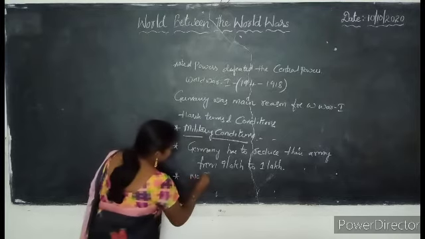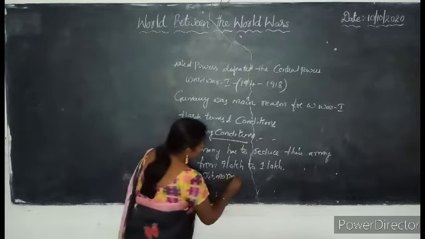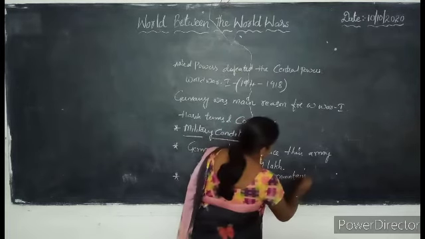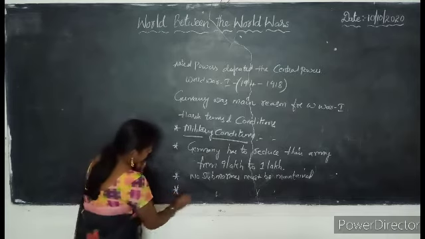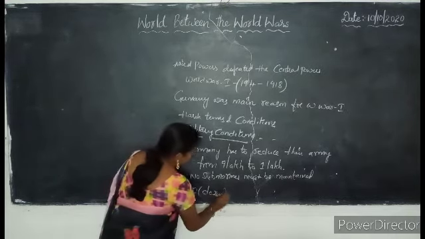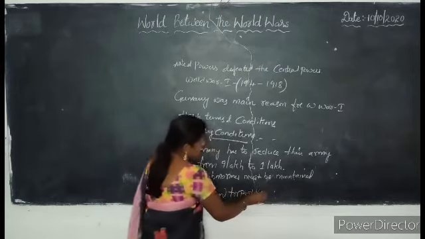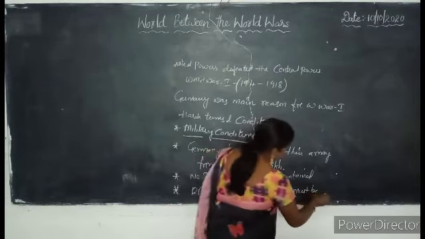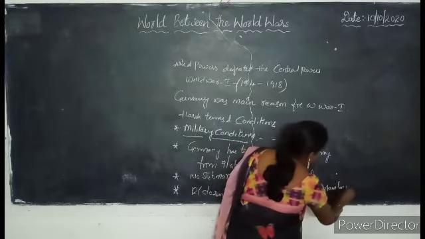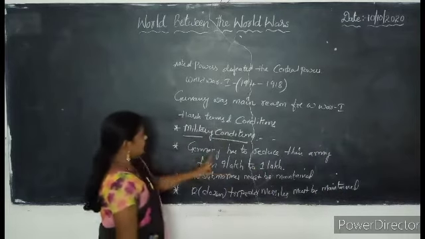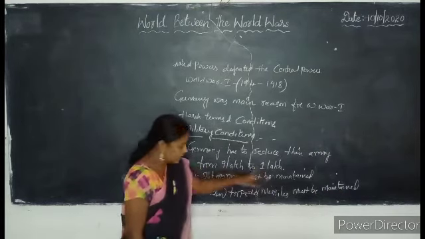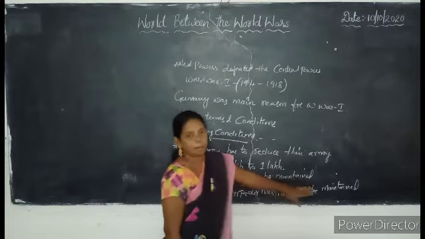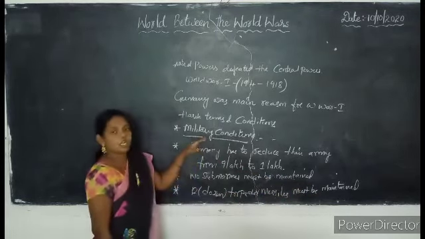Next, no submarines must be maintained. Again, next, only 12 dozen torpedo missiles must be maintained. It should not increase beyond that. So these were the military conditions which were imposed on Germany: the army reduced from 9 lakh to 1 lakh, no submarines, and only 12 dozen torpedo missiles. These are the military conditions.